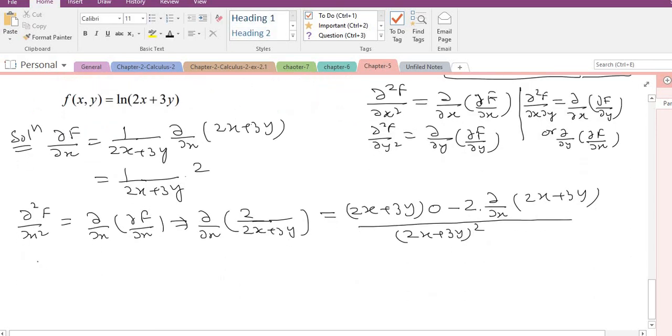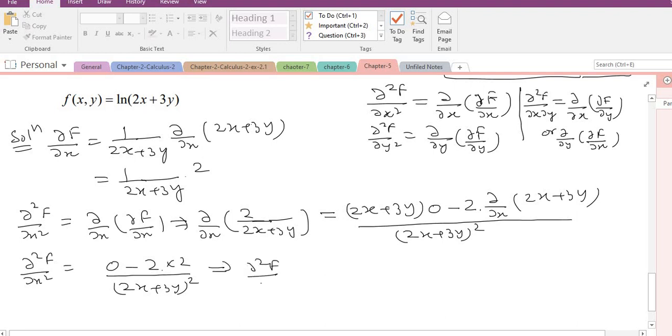Now just simplify it. It means del 2f del x square is equal to this multiplied by 0 is 0, minus 2 times del x of 2x plus 3y means only 2, divided by 2x plus 3y power 2. So it means that del 2f del x square is minus 4 divided by 2x plus 3y power 2.